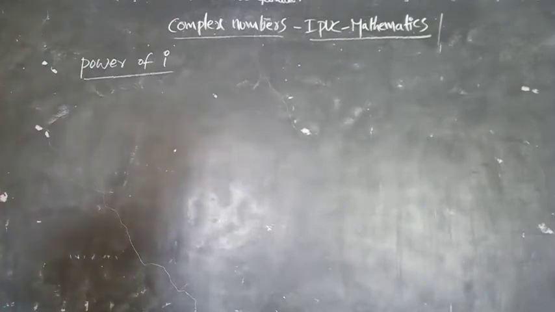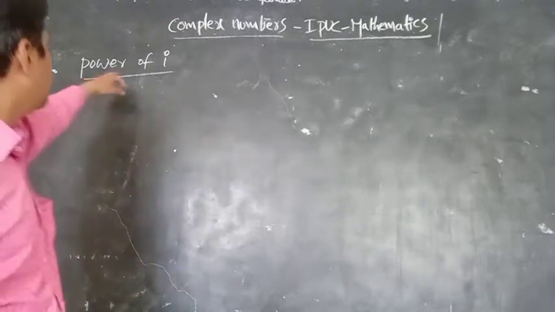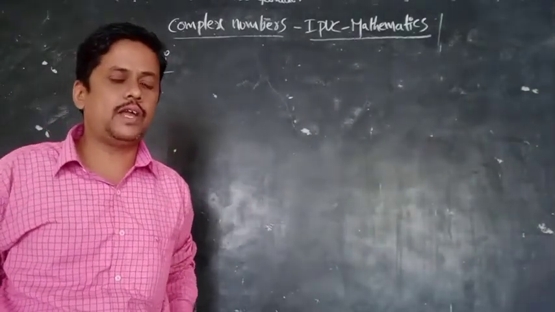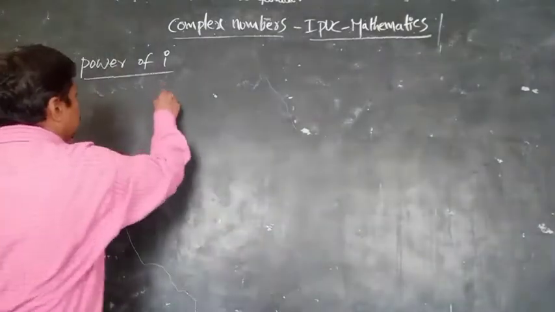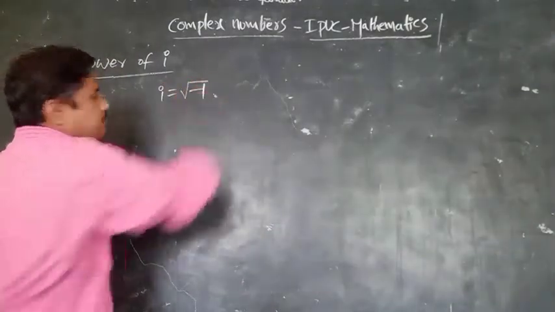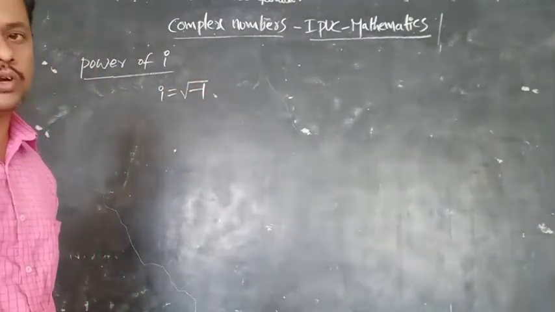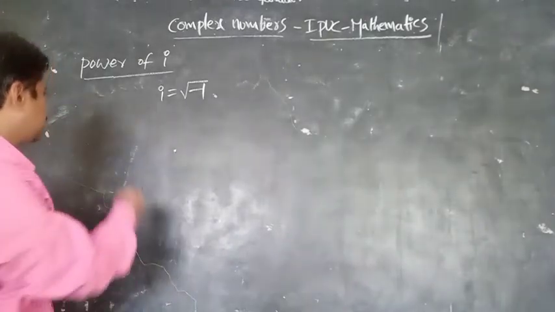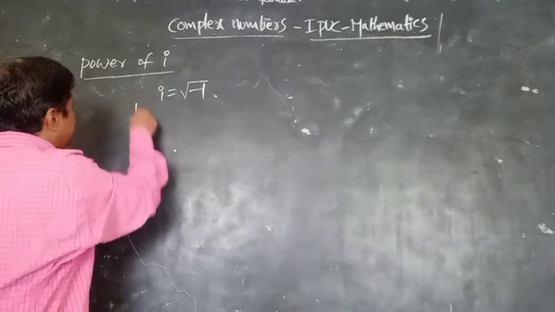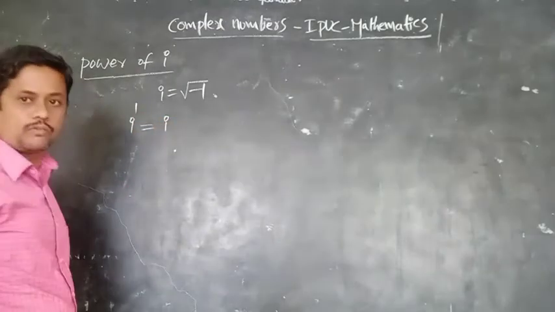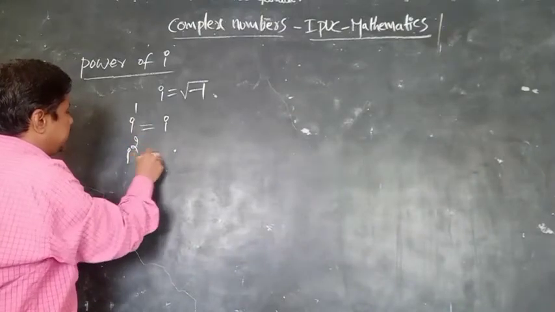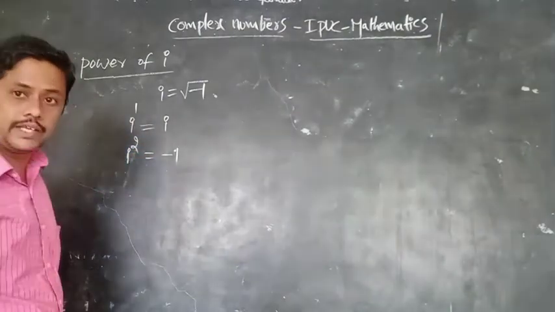My dear students, next concept: powers of i. Already introduced, the value of i is equal to root of minus 1, the root of a negative value. Therefore, i to the power of 1 is i. i square is equal to minus 1.